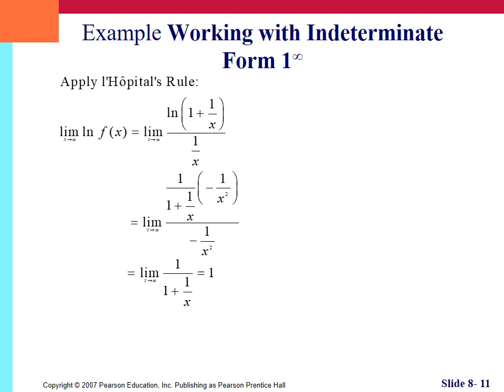That gives you 1 over 1 plus 0, which simply results in 1. We are not yet done. This is ln of f of x. So to get our final answer, we have to raise e to the power of ln of f of x, which we already found. e to the power of 1 is equal to e. Hence, the limit of 1 plus 1 over x to the power of x, as x goes to infinity, is equal to e.